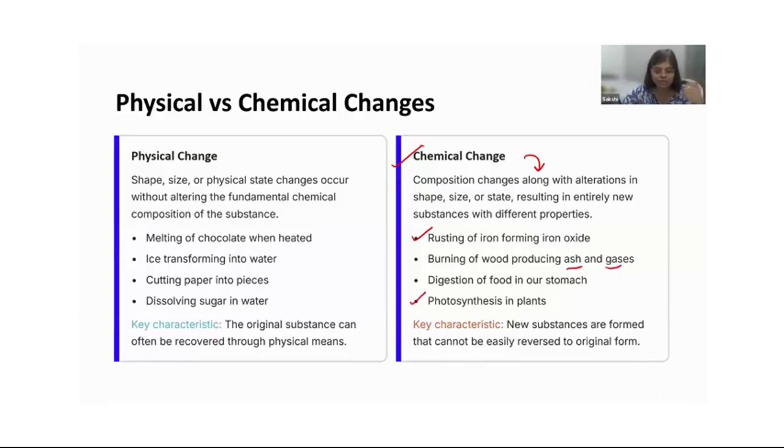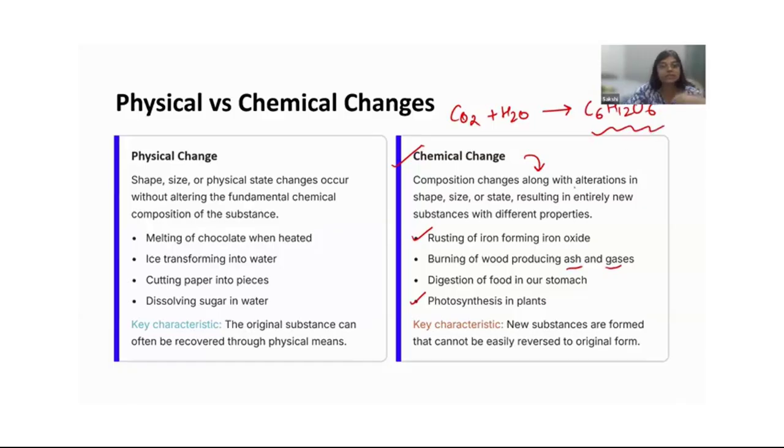Similarly, photosynthesis in plants, right? Photosynthesis takes place when we have carbon dioxide and water in the presence of sunlight. So what is happening here? A new product is formed. Can you all guess what is the product that is formed in photosynthesis? Yes, those of you who said glucose, that is correct. When plants do photosynthesis, glucose is formed, right? From the reactants, that is carbon dioxide and water, we are getting something new, that is glucose, C6H12O6, right?